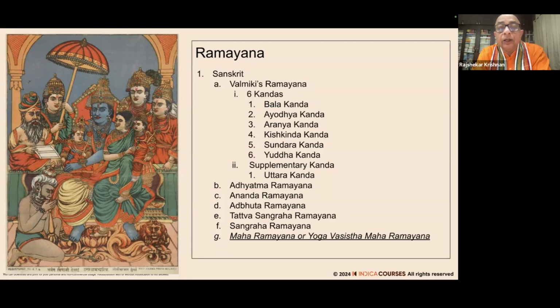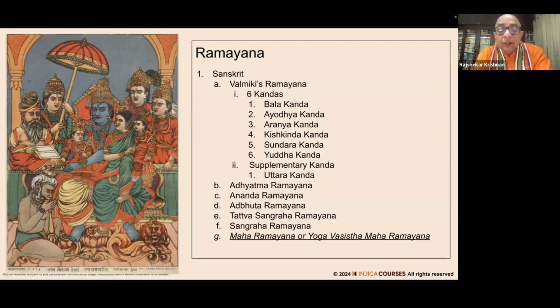Then you have the Ananda Ramayana, which is about the joy of Rama. The Adbhuta Ramayana, which takes a Shakti aspect of Ramayana, in fact, looks at Sita as Parashakti and takes the story forward in that sense. Then you have Tattva Sangraha Ramayana, which is composed of, these are all subsequent compositions, and therefore there's a timeline to their composition. And the Sangraha Ramayana, these are all minor Ramayanas, which are known perhaps only to scholars and not to the general public or to the Sampradayas, which have come down from the composers of these Ramayanas.